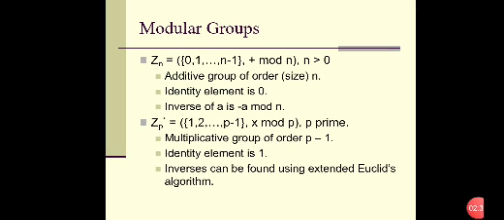Zp star contains the elements from 1 to p minus 1 and the binary operation is multiplication mod p, where p is prime. It is a multiplicative group of order p minus 1, and the identity element is 1. The inverse can be found using the extended Euclid's algorithm.